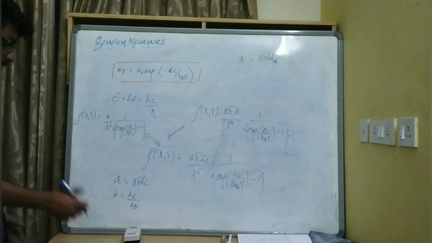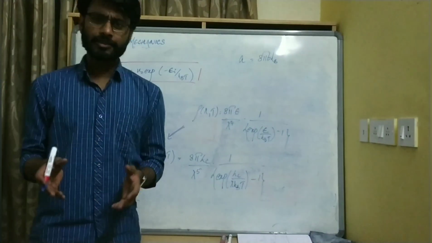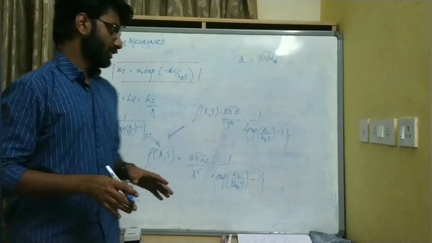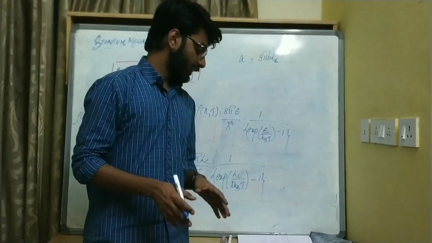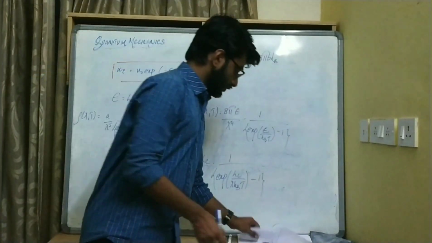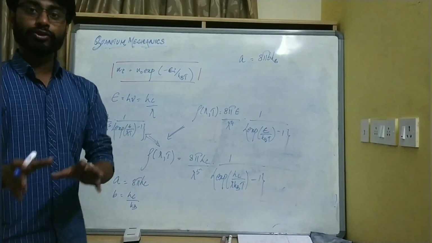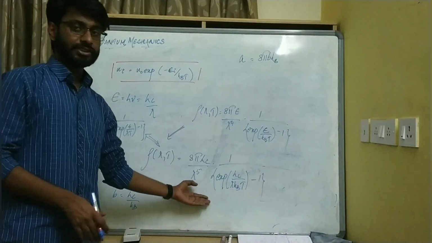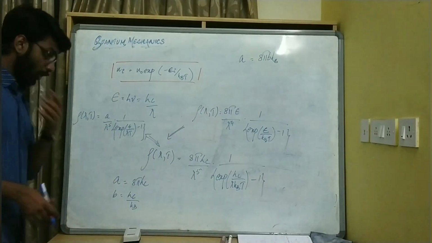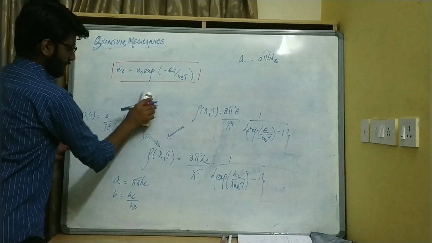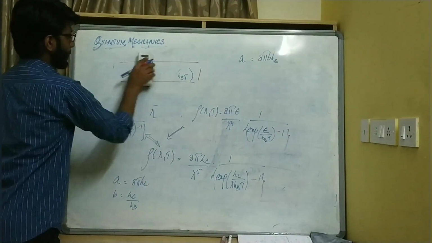Now, I told you that the spectrum has two characteristics, and those characteristics are given by two laws, the Stefan-Boltzmann law and Wien's displacement law. Let us derive those two laws from this expression. So I am going to erase all of this.